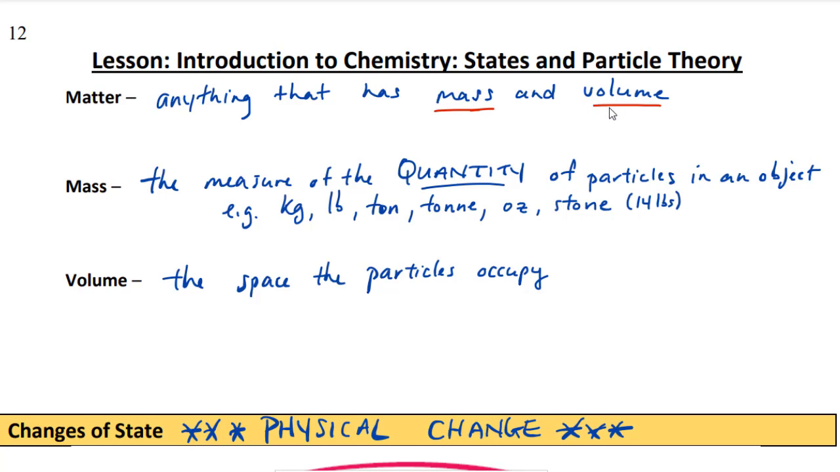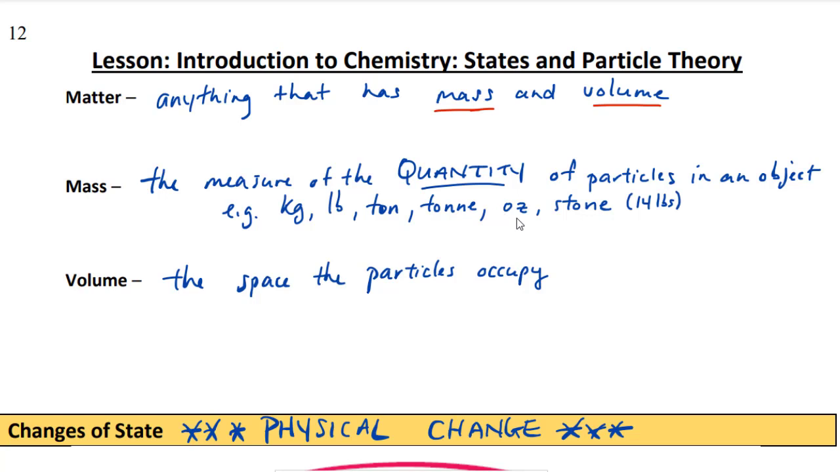Well, if that's the definition of matter, then you better know what mass is. Mass is when you measure how many particles there are in an object. It's a quantity. You can measure it in all different types of units: kgs, pounds, tons, or even tonnes. These are not the exact same thing. They're slightly different measurements. One's imperial and one's metric.